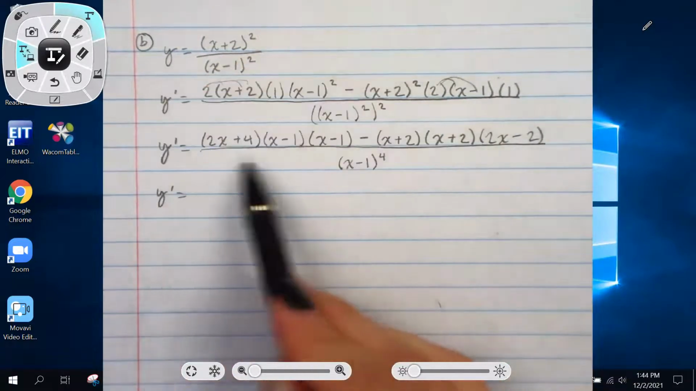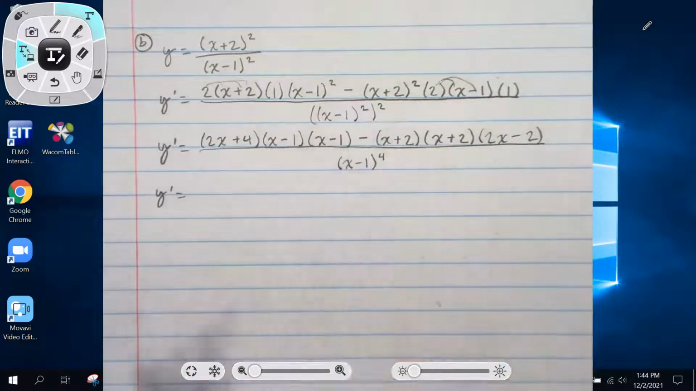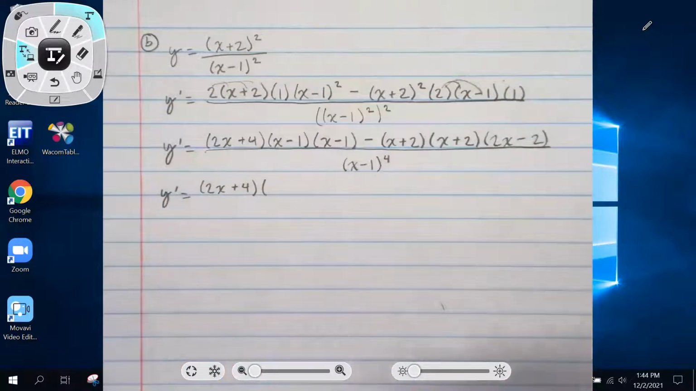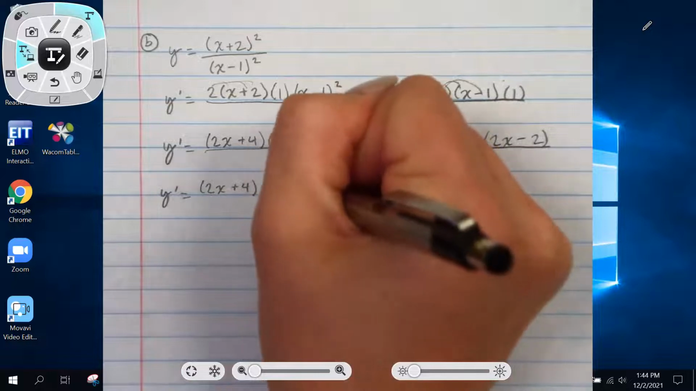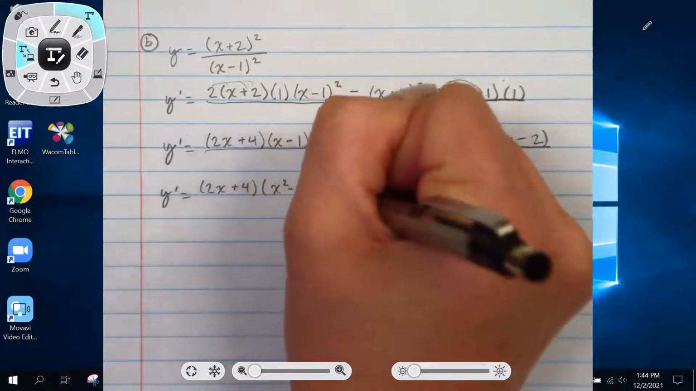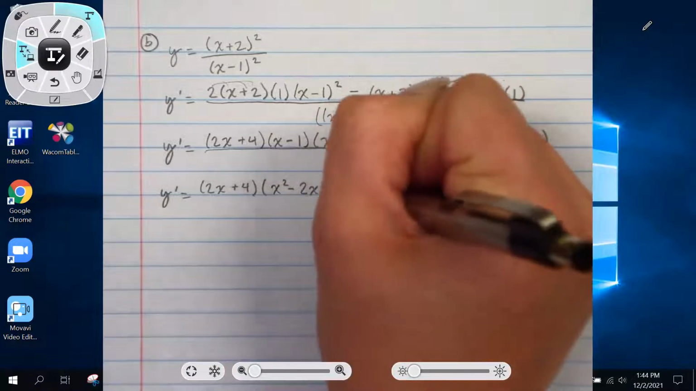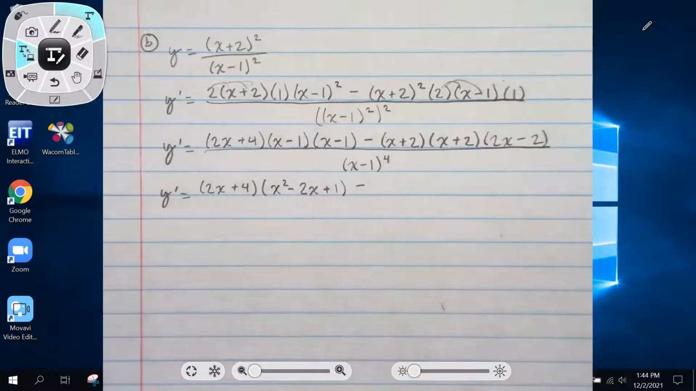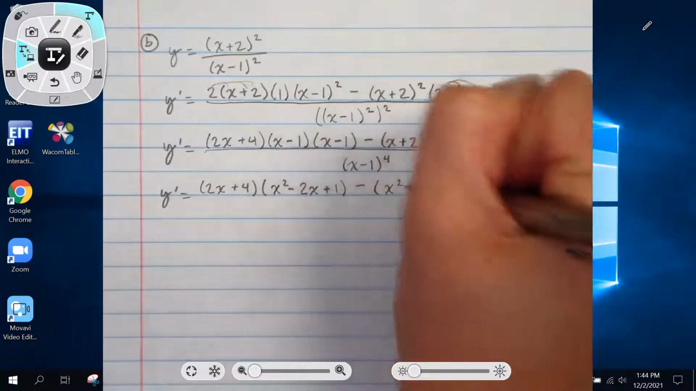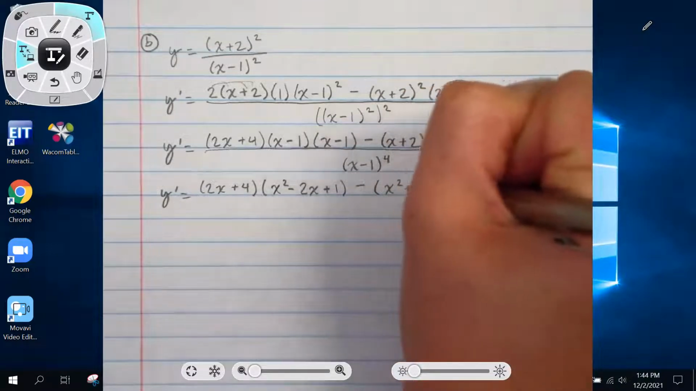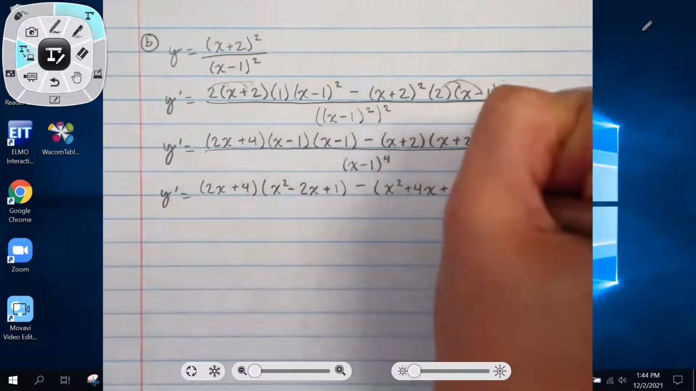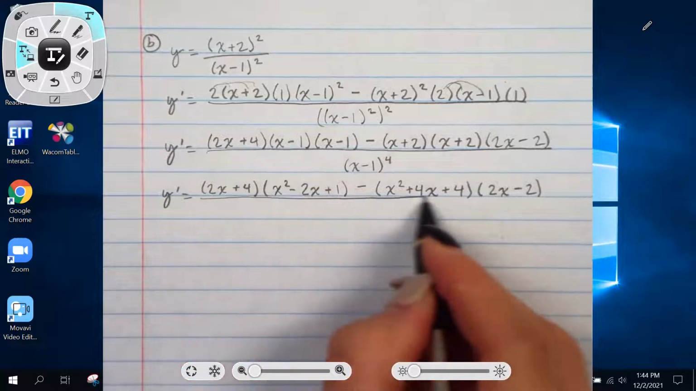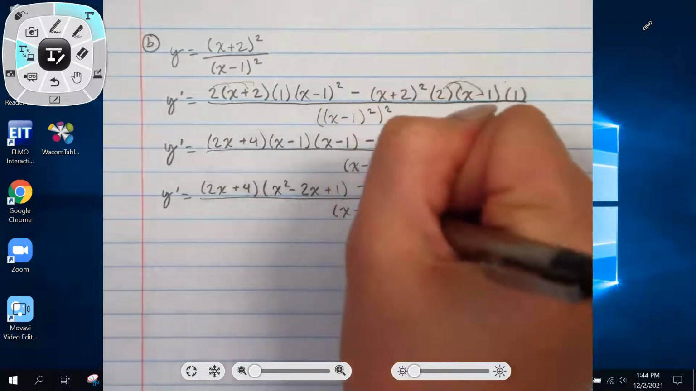A little bit more work in the numerator. I'm going to do the x minus 1 times x minus 1. So I'm going to leave the 2x plus 4 alone. x minus 1 times x minus 1. You can use FOIL and then combine like terms. You get x squared minus 2x plus 1. Minus x plus 2 times x plus 2. Using FOIL and combine like terms, you get x squared plus 4x plus 4, times 2x minus 2. All of that still over x minus 1 to the 4th.